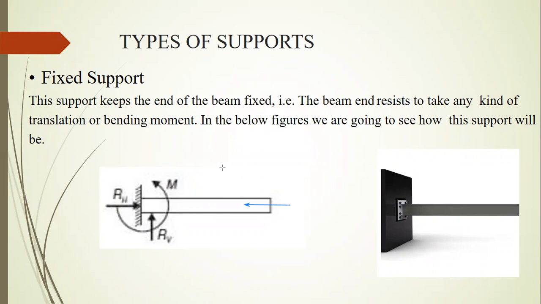Again, if you apply the load, this support does not allow it to undergo vertical motion. So in order to resist that, there will be a reaction developed in the support. That is called the vertical reaction. And similarly, if you apply the load, since there is a perpendicular distance, there will be a moment in the clockwise direction. In order to counteract that, there will be an anti-clockwise moment developed in the support.